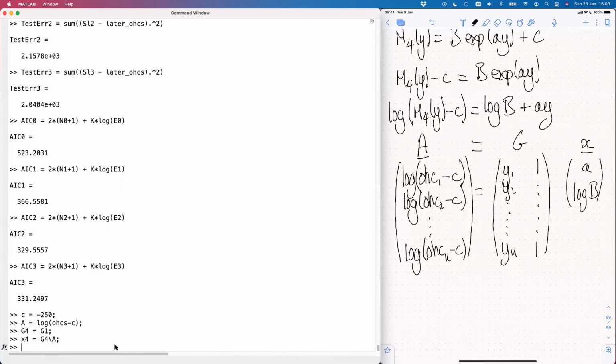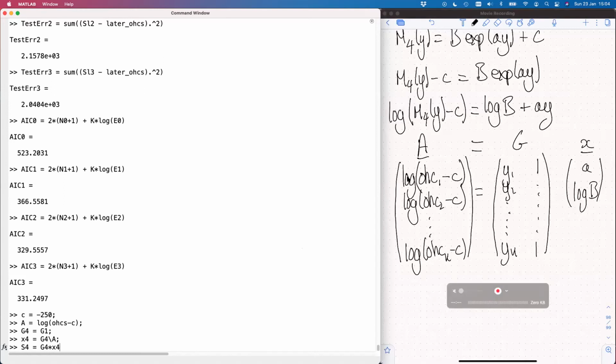Having done that, so I've estimated the parameters. Now I can predict back what the model thinks each of the measurements should have been, S4. I have to work slightly harder here now. So I can, of course, type G4 times X4, now that we've estimated X4, but that's not going to give me the predicted measurements directly.